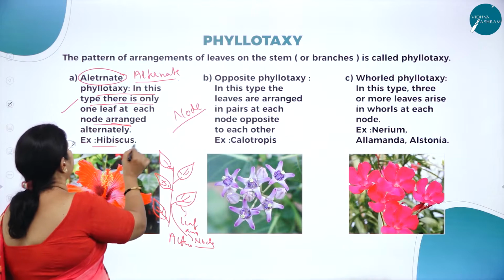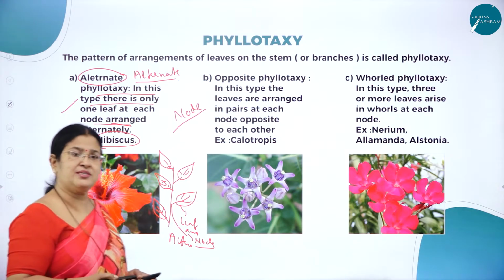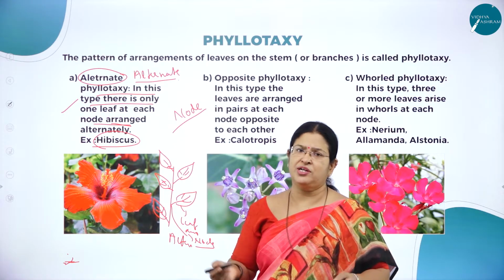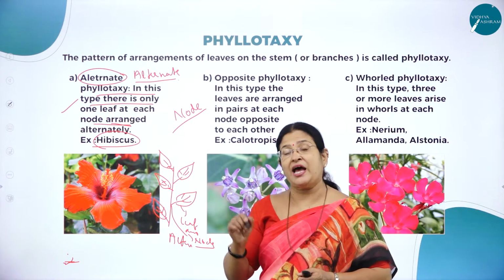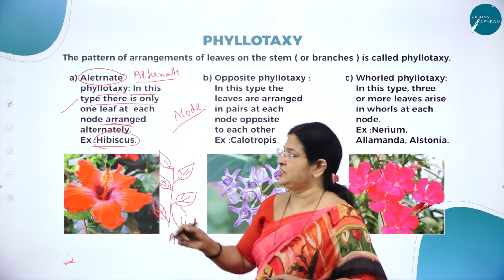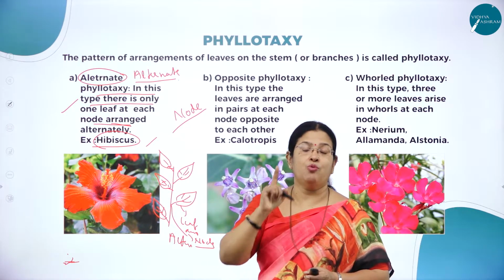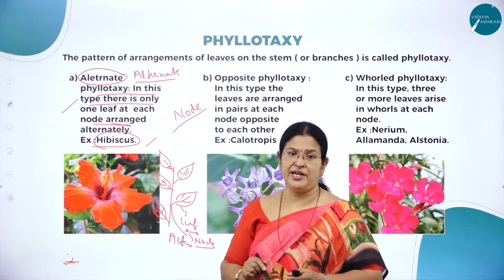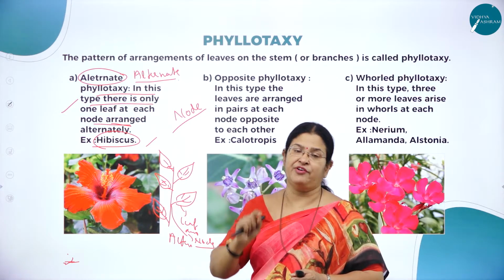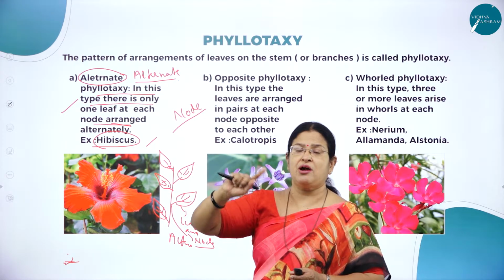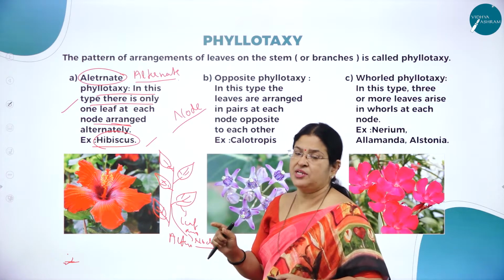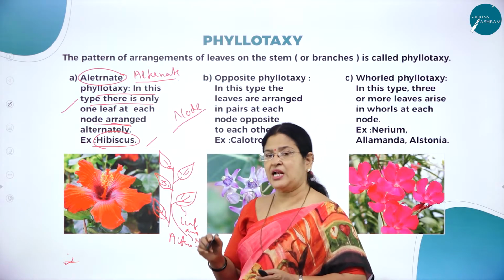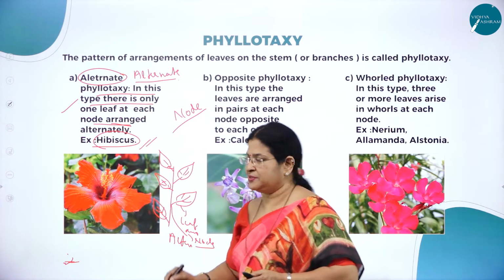Right. Classical example you can take is hibiscus. Hibiscus is a very common flower which you come across in our daily life. Around us we come across many types of hibiscus. Have a look at the arrangement of leaves in hibiscus, then you will understand what is Philotaxy, what is alternate Philotaxy. From one node only one leaf arises, alternating each other, and such a type of arrangement of leaf is called alternate Philotaxy, and the classical example is hibiscus.